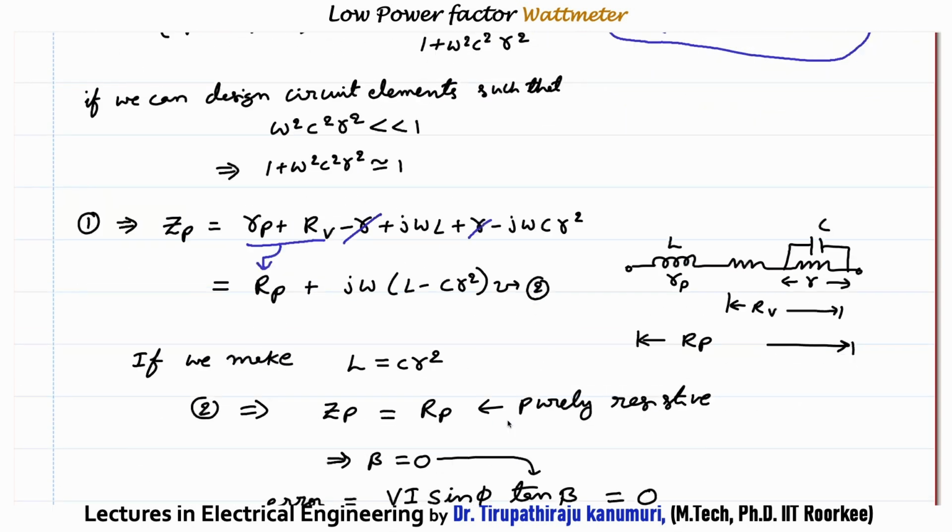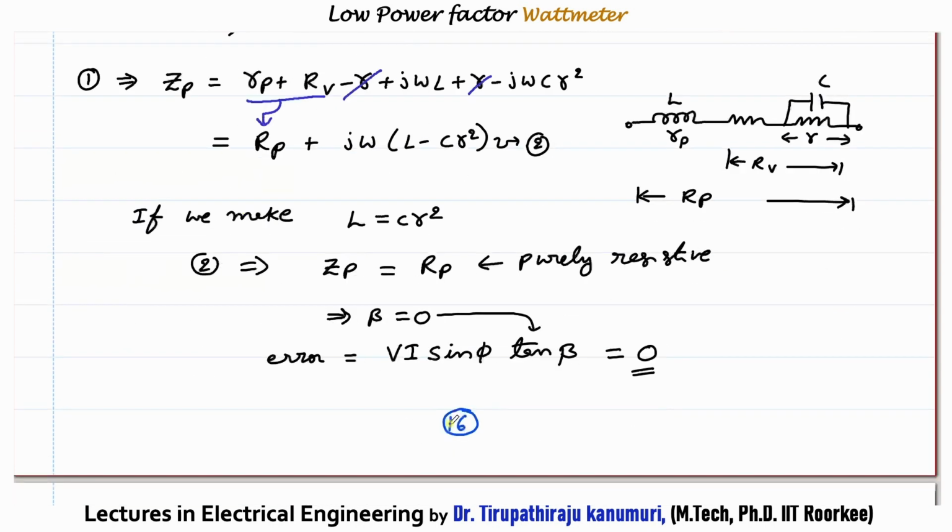Okay. So now I want to remove the imaginary term completely. This imaginary term will be equal to 0 when the value of L is equal to C R square. In that case this imaginary term will go, and impedance will be equal to resistance. What is the meaning of this? Your pressure coil circuit will become purely resistive.